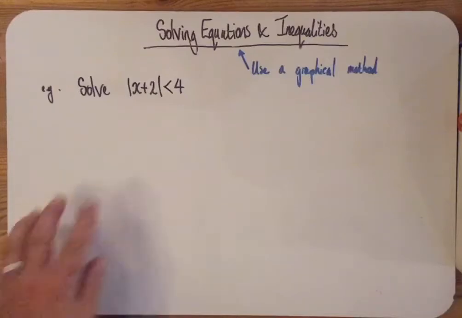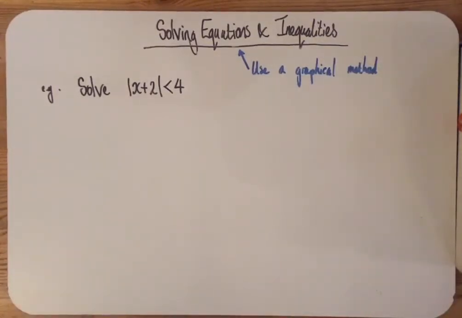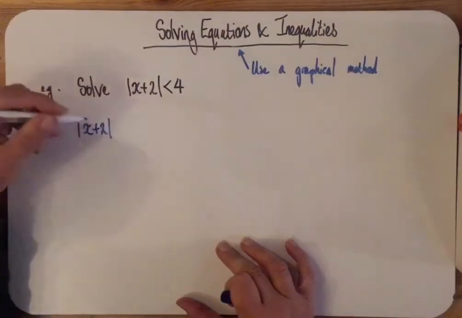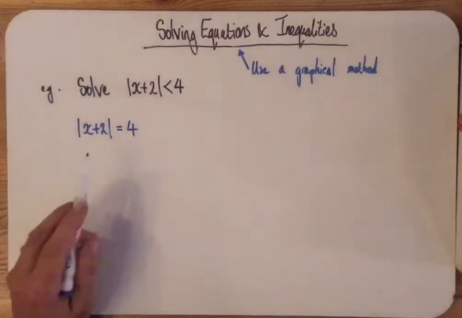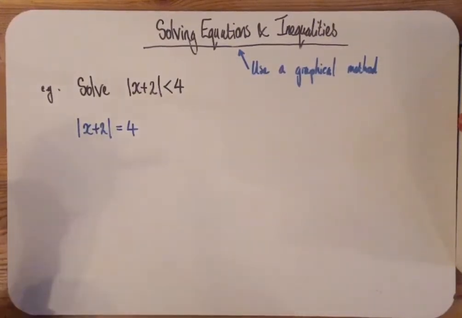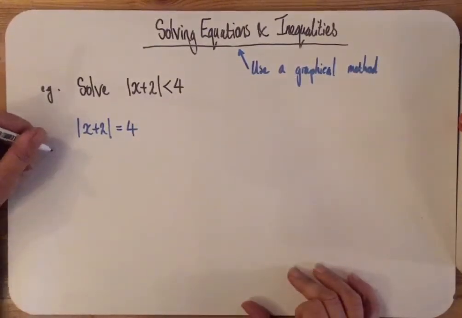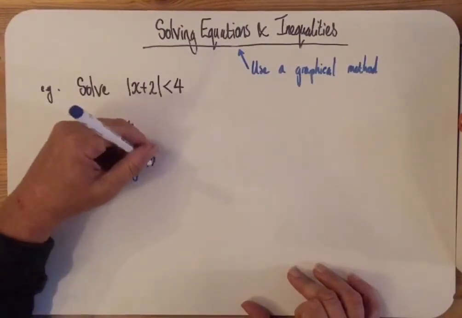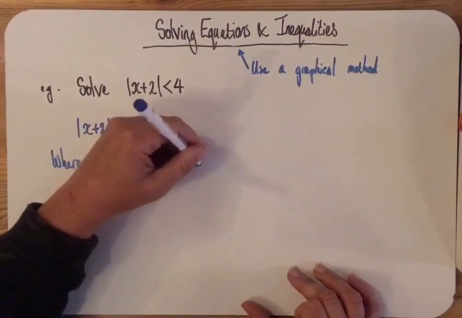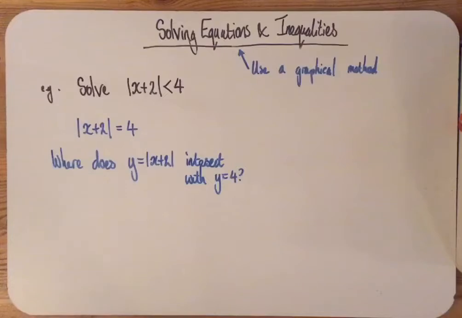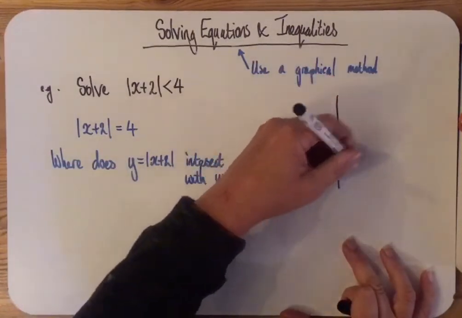So the first thing you need to think about is looking at where the modulus of x plus 2 equals 4. And to be fair, you could just let x plus 2 equal 4 or x plus 2 equal minus 4. But using more of a graphical method, we're looking at where y equals the modulus of x plus 2 intersects with y equals 4.